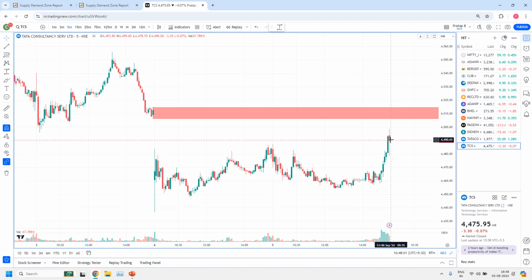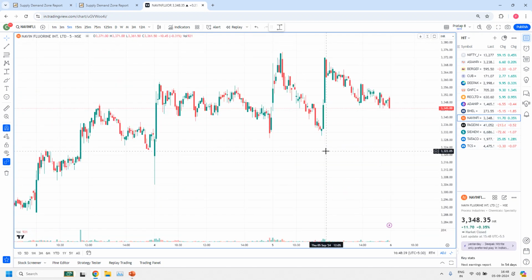This strategy has a dependency on LTF and ITF confluence. Lower time frame zone and intermediate time frame zone confluence should be there. And the trade setup should be either a bullish trade setup or a bearish trade setup. For a bullish trade setup, it is a demand zone confluence with the ITF time frame. For a bearish trade setup, it is a supply zone confluence with the ITF time frame.